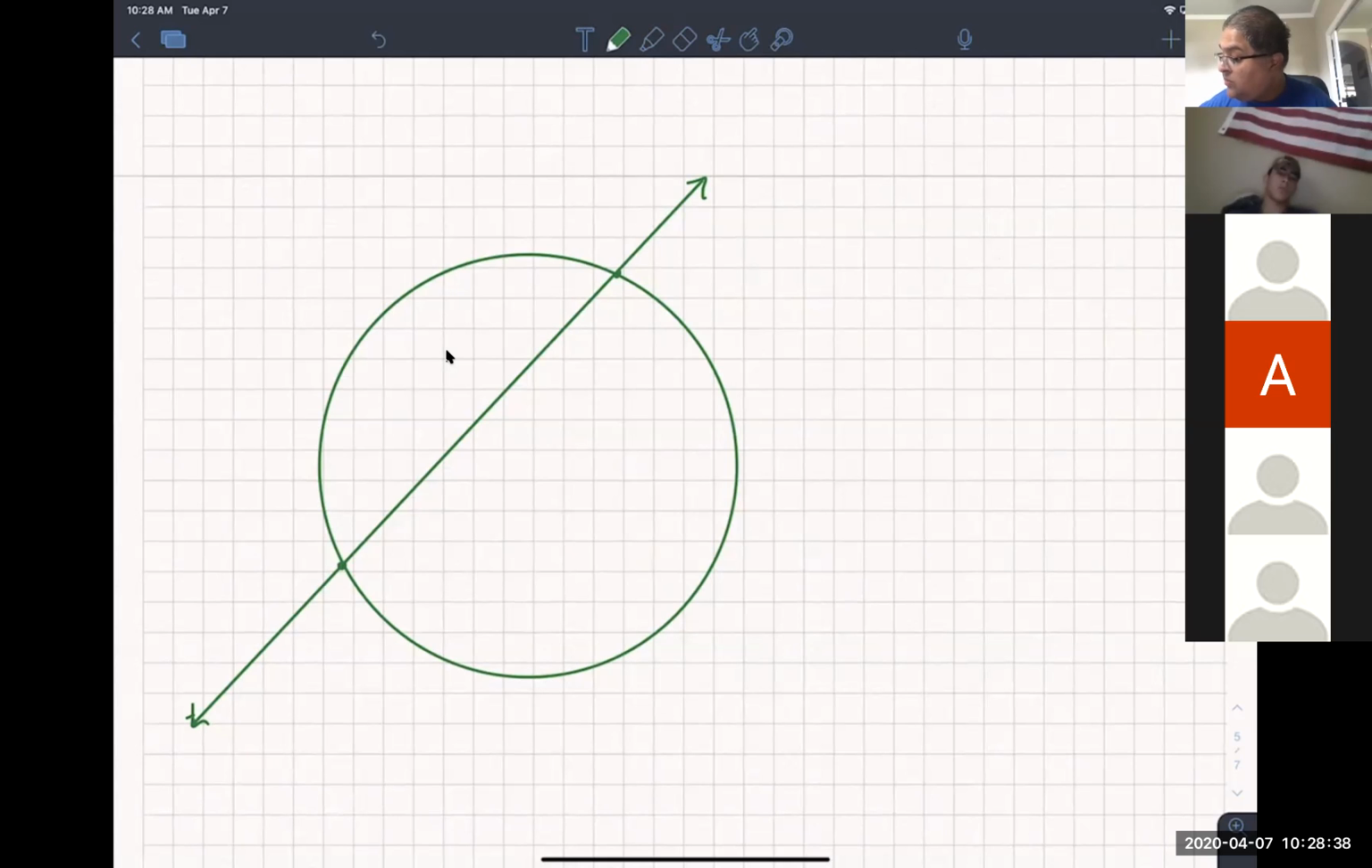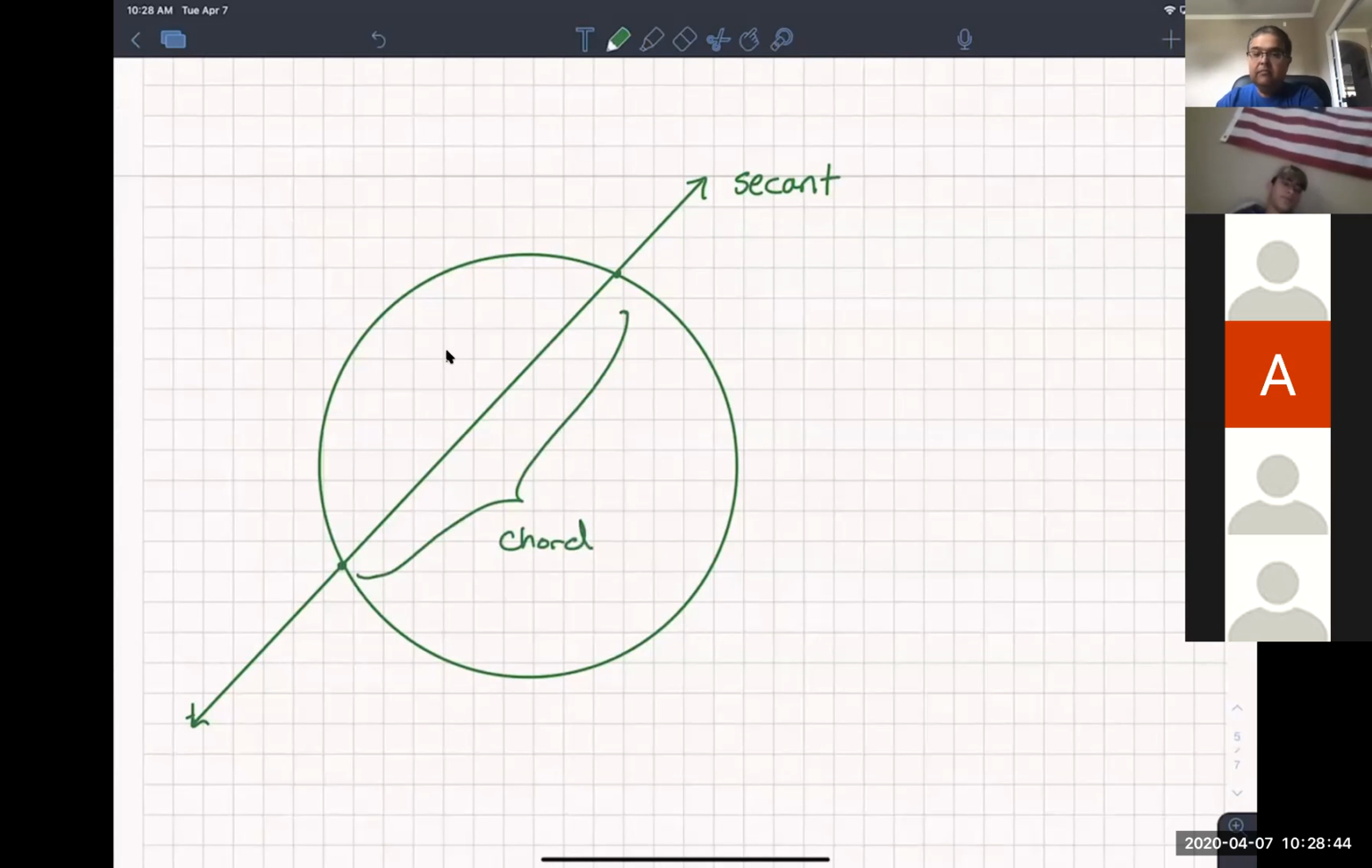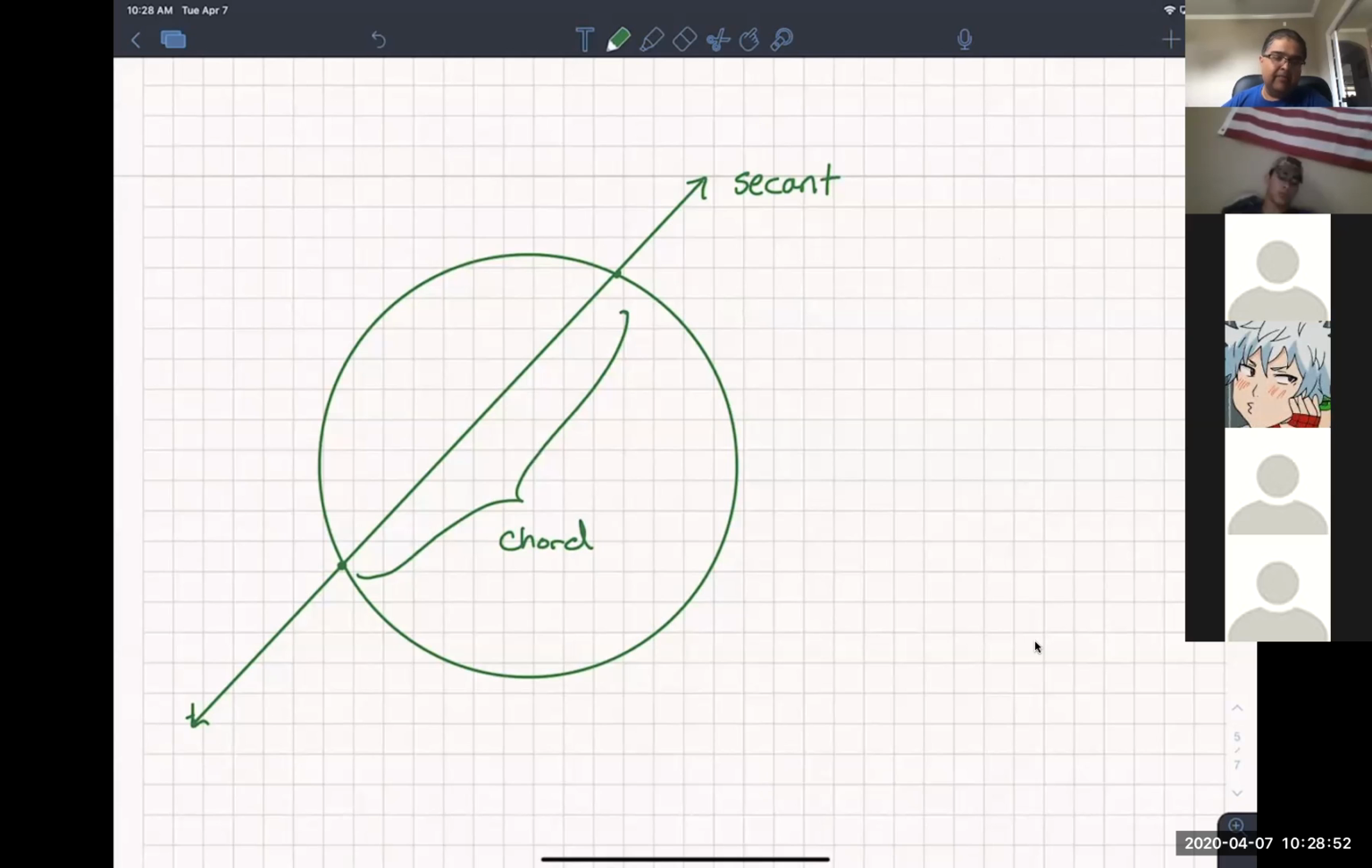The part that's within the circle is the chord. Okay. The part that's within the circle is the chord. And of course, if that chord goes through the center, it's called the diameter. That's the relation. Okay.